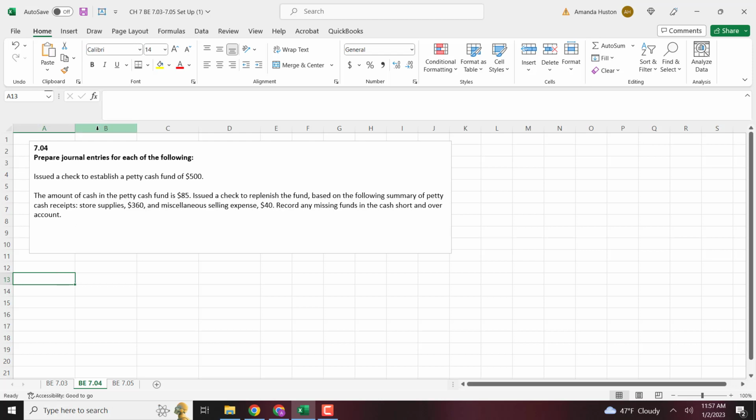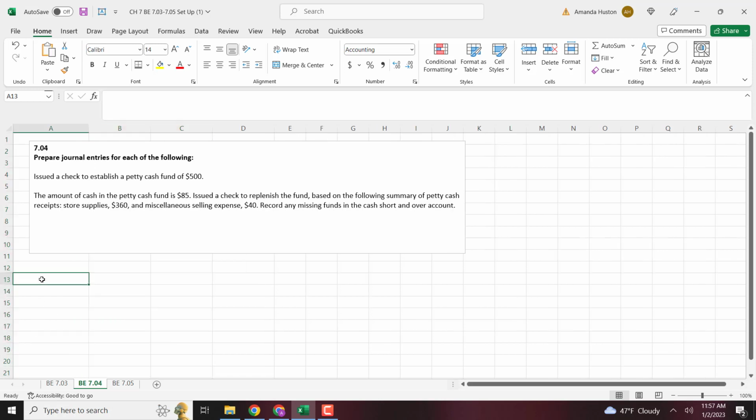All right, so let me do this. We got journal entries. So the first journal entry that we're going to do is we're going to debit petty cash, $500. We're going to credit cash. So we wrote a check out of the bank account to the petty cash. We took the cash out. We create the petty cash fund.